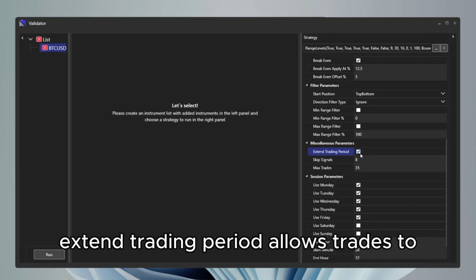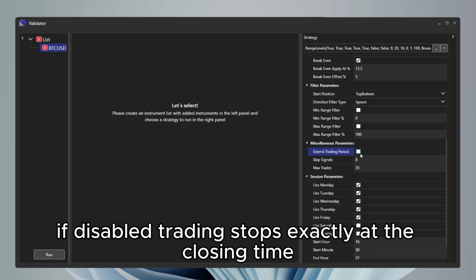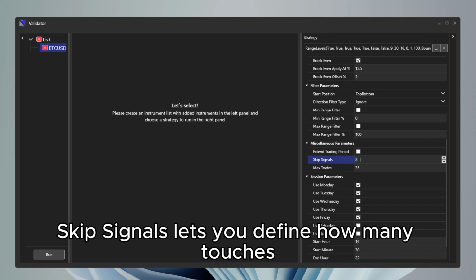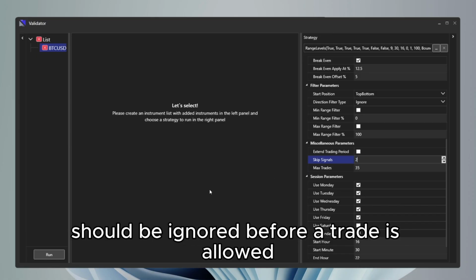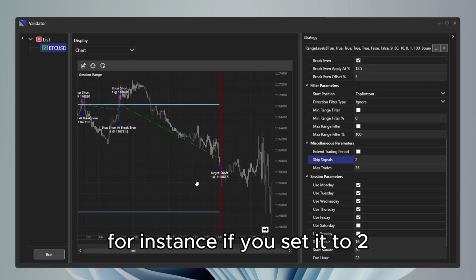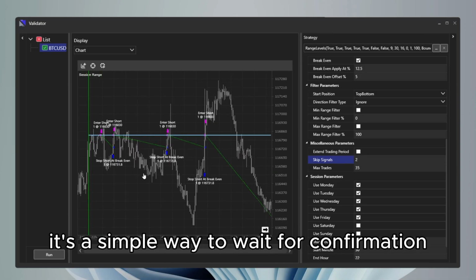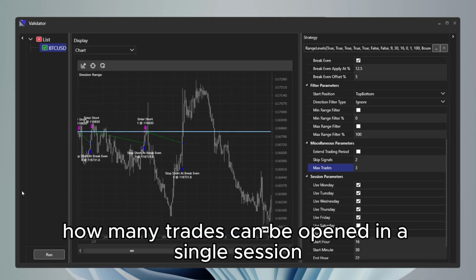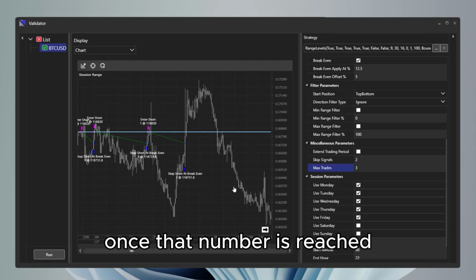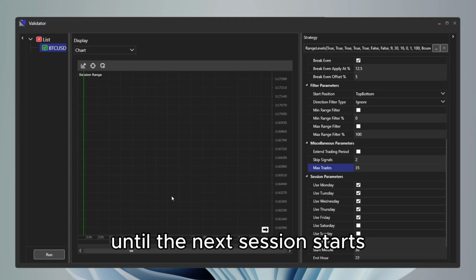Extend trading period allows trades to continue after the session officially ends. If disabled, trading stops exactly at the closing time. Skip signals lets you define how many touches or breakouts of a level should be ignored before a trade is allowed. For instance, if you set it to 2, the system will ignore the first 2 signals and act on the third. It's a simple way to wait for confirmation. Max trades limits how many trades can be opened in a single session. Once that number is reached, the system won't take any more entries until the next session starts.